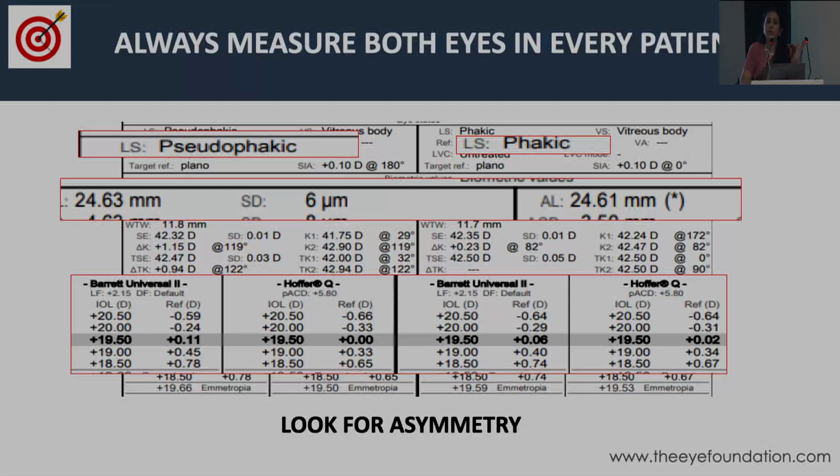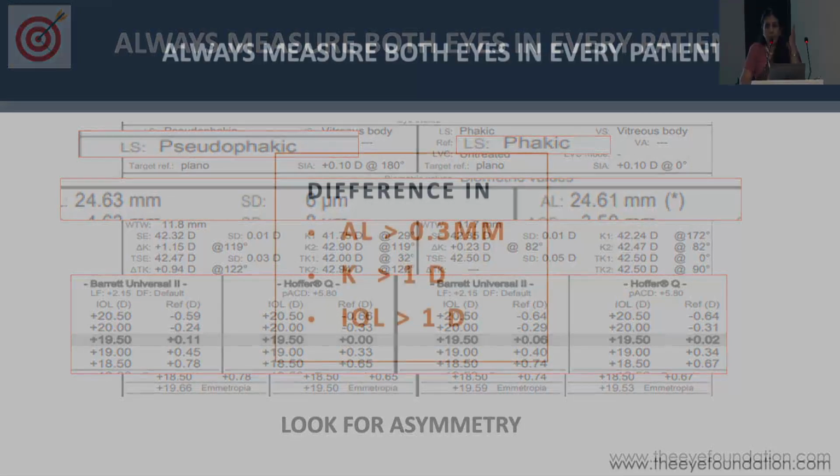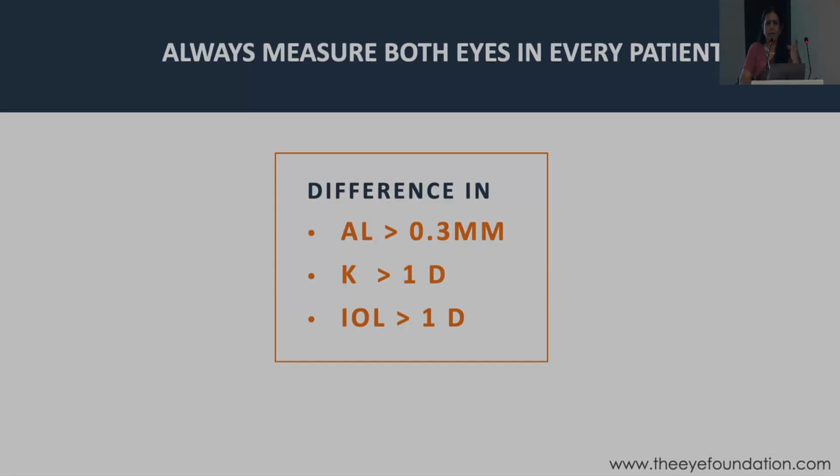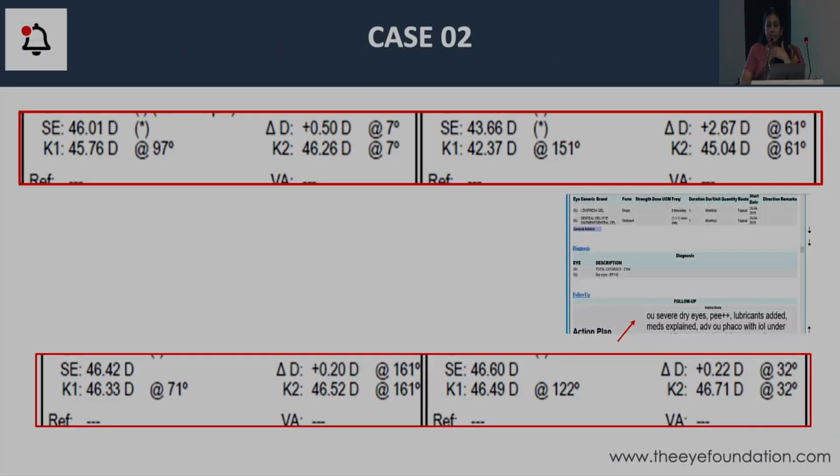Even if the other eye is pseudophakic, you will get a lot of information about the anterior chamber depth and K values. You need to understand that if the K value between the two eyes differs by more than 0.3, or 0.1 diopter, the axial length by more than 0.3, or the IOL power between the two eyes by more than 1 diopter, we need to repeat the measurements. Now this was a case of dry eye.